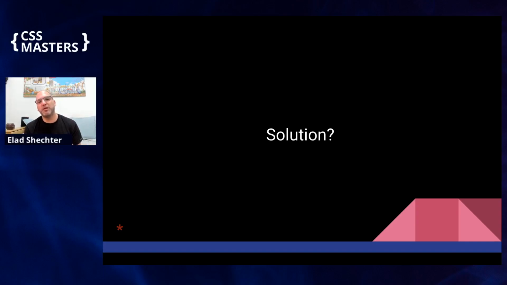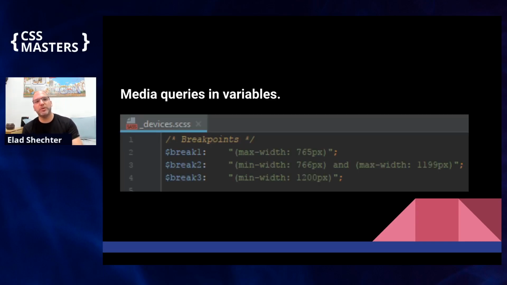It's really easy to solve this problem because we are working with a CSS preprocessor, and in it we can use variables, and this is exactly what I'm doing. I'm putting the media rule of the mobile in a variable called break 1. The media rule of the tablet, I'm putting in another variable with the name break 2. The media rule of the desktop screen, I'm putting in another variable with the name break 3.